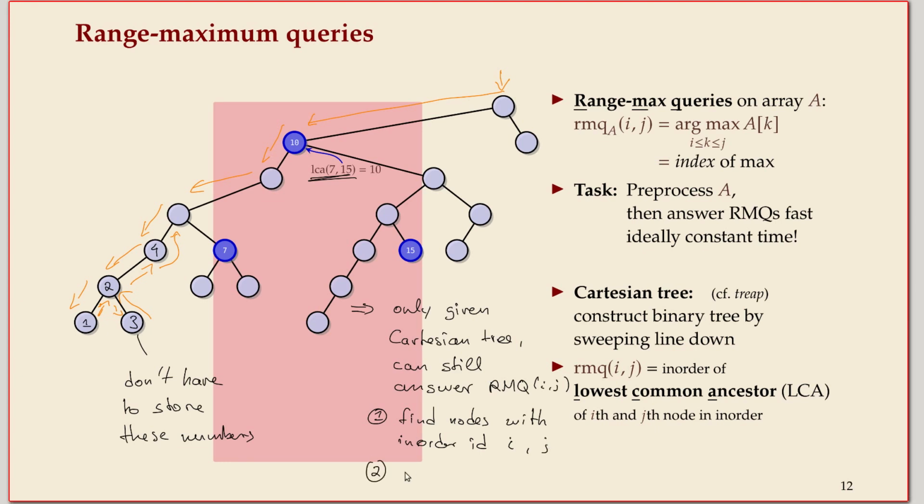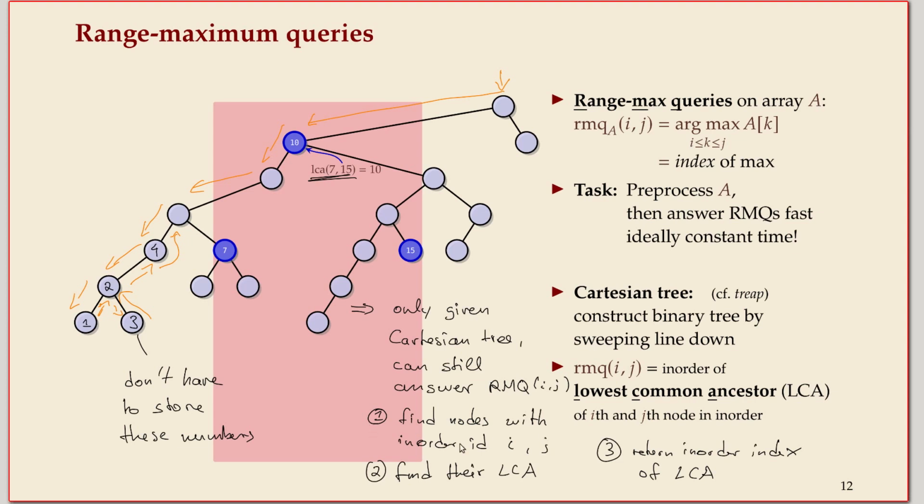Second step, find their lowest common ancestor. For third step, return the in-order index of this LCA. I should stress here that this is a valid algorithm to compute range minimum queries, but it's not a fast algorithm, at least not unless we have a fast way to find these lowest common ancestors.